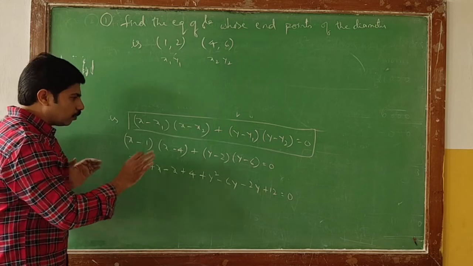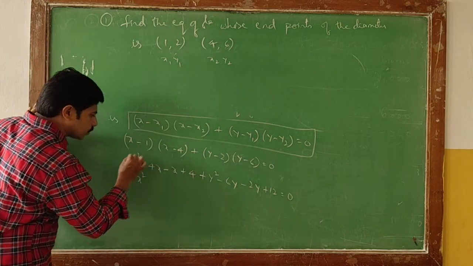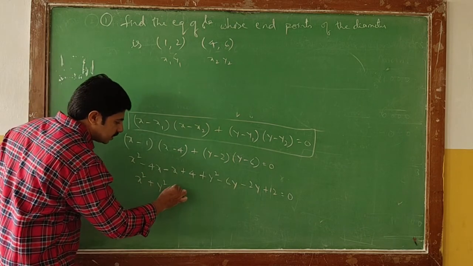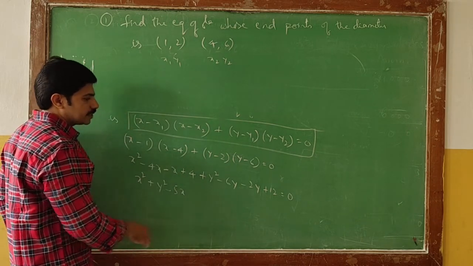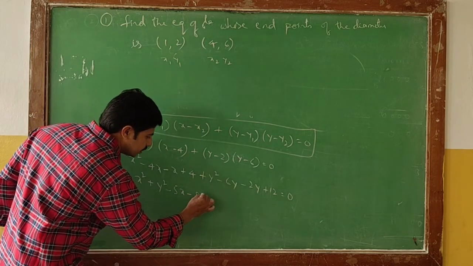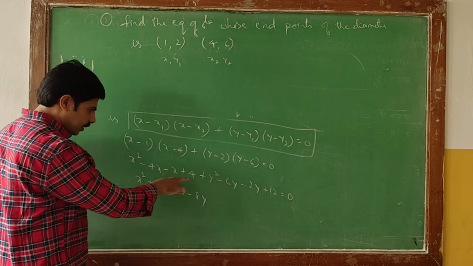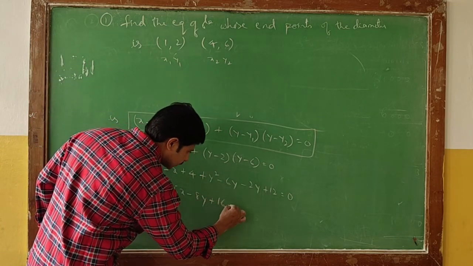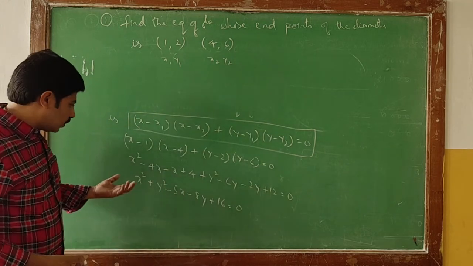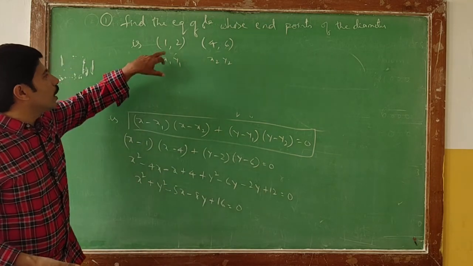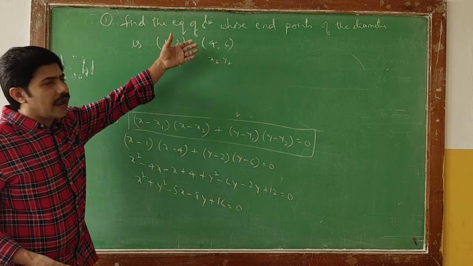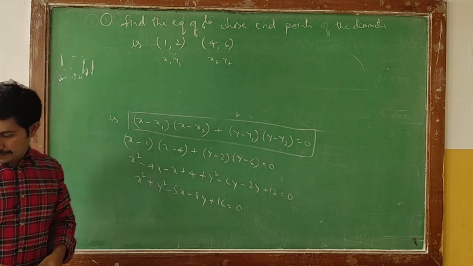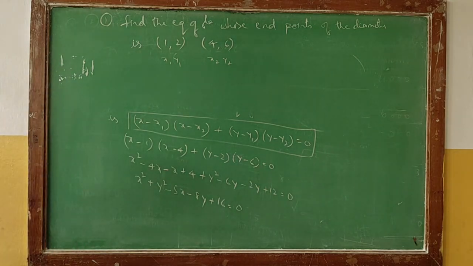Now we will regroup this equation. So we get x square plus y square, minus 4x minus x is minus 5x, minus 6y minus 2y is minus 8y, and constants 4 plus 12 is 16, equal to 0. So this is the equation of the circle when the two endpoints of the diameter are (1, 2) and (4, 6). That's all, we have completed this one.